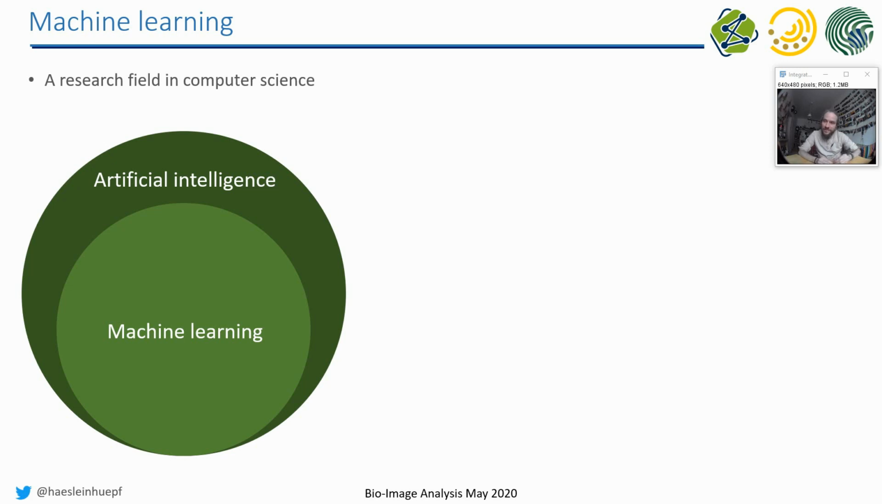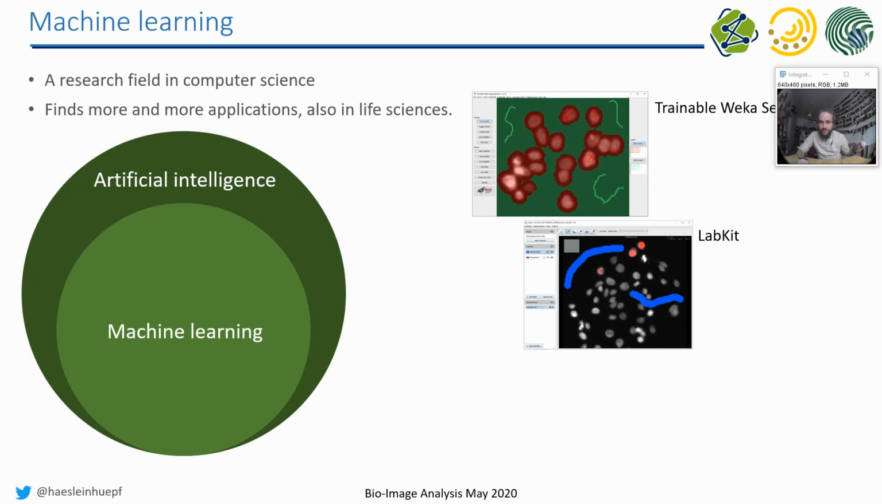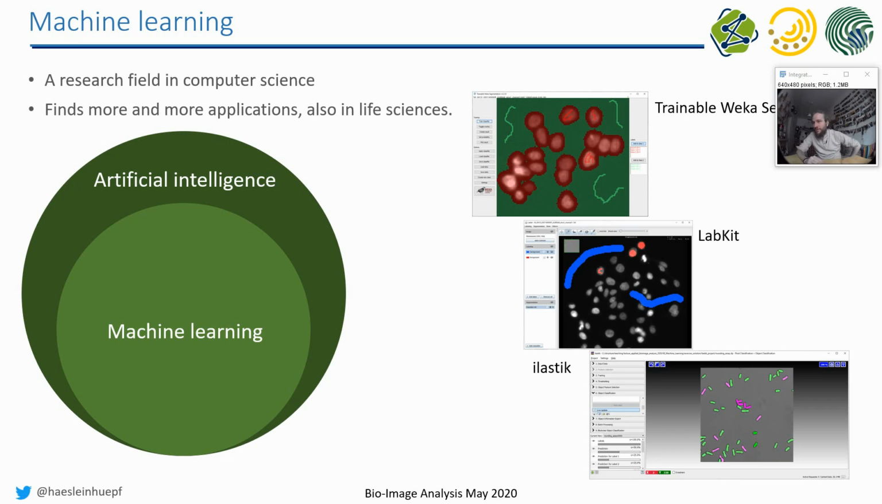And before we dig very deeply into machine learning and how a particular algorithm in this field works, let me make a point here. Machine learning is still an active research field in computer science. It's a subfield of artificial intelligence. And there are, of course, many applications upcoming. Also in Fiji, you find more and more plugins, like for example the Trainable Weka Segmentation in Fiji, LabKit, or independent tools like Elastic. Those are the tools we will have a look at today. But always keep in mind, this is still, at least to some degree, research.